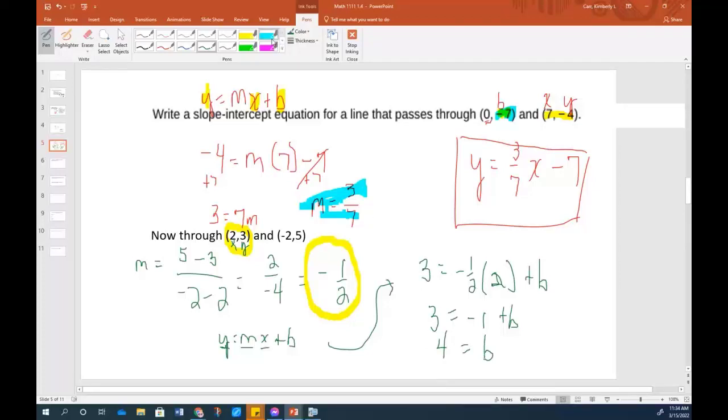So now again, I know that b is 4. So that's here. And I know my slope was -1/2. I'm ready to write my answer. So my final answer for this one is y equals -1/2 x plus 4. Okay, and that would be the answer for the second one. So you've got to find your slope and find b, but they don't always give them to you directly.